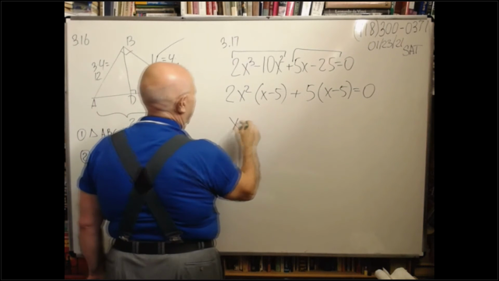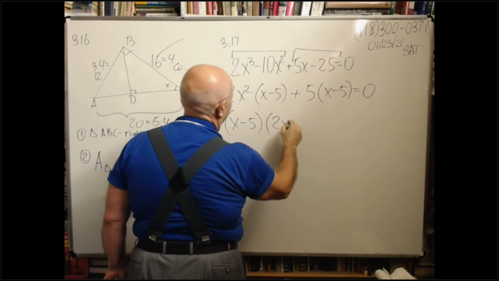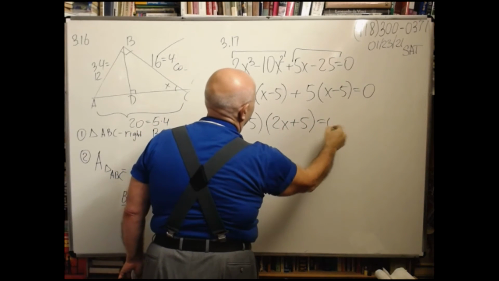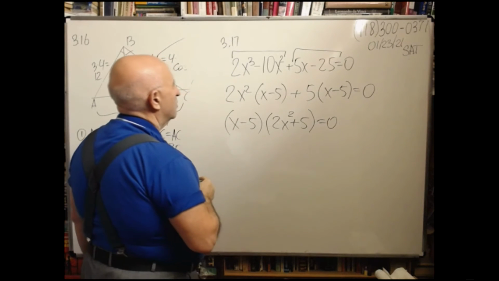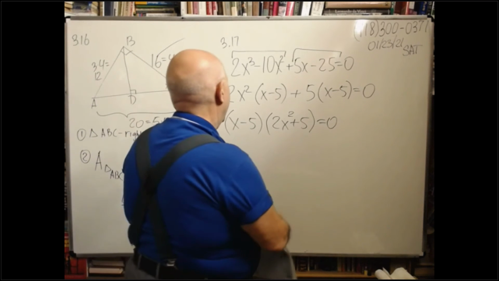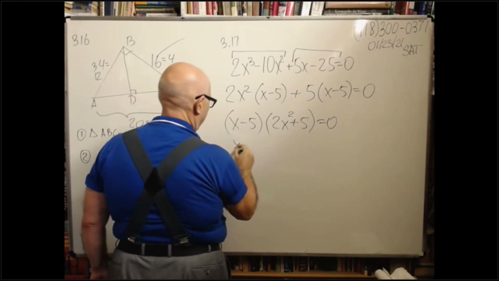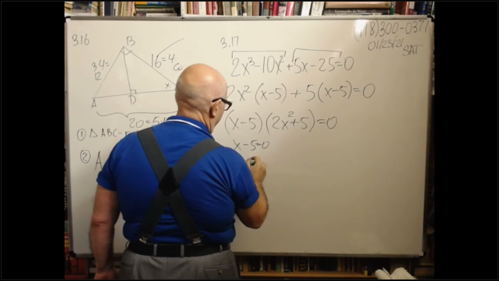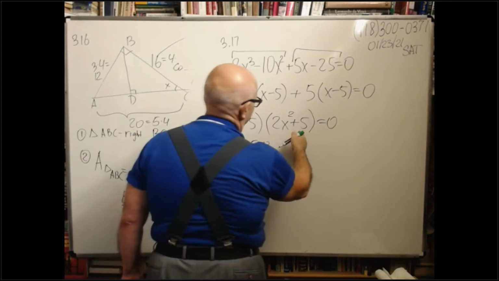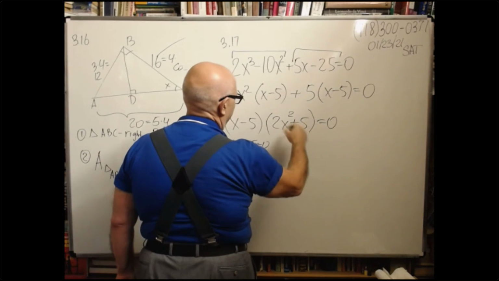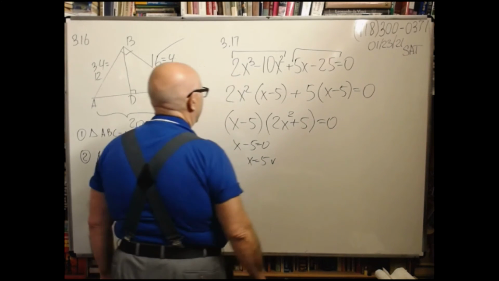I put x minus 5 times 2x squared plus 5 equals 0. Now, when it's equal to 0, in 2 conditions, either x minus 5 equals 0, or x equals 5. And this does not work because they ask for real and you got imaginary. This is the only answer, because when this equals 0, x squared equals a negative value, which is impossible for real numbers. So x equals 5.